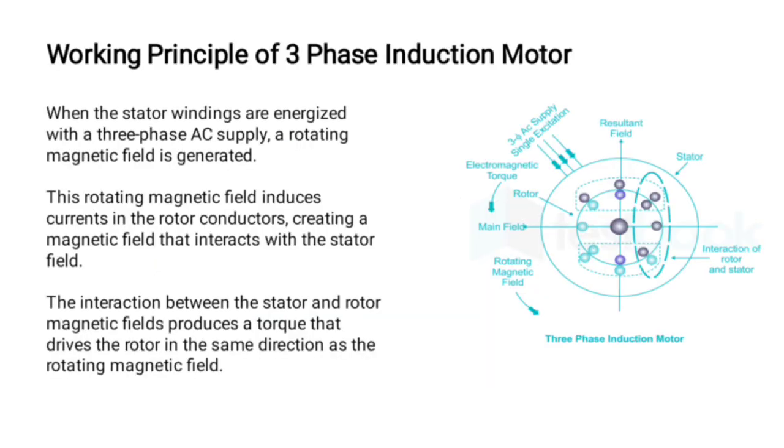And now, working principle of three-phase induction motor. What is the working principle of the induction motor? The motor which works on the principle of electromagnetic induction is known as the induction motor. When the stator windings are energized with the three-phase AC supply, a rotating magnetic field is generated. This rotating magnetic field induces currents in the rotor conductors, creating a magnetic field that interacts with the stator field.